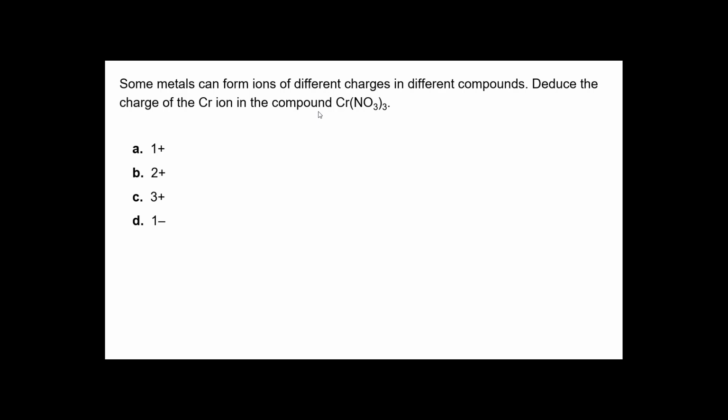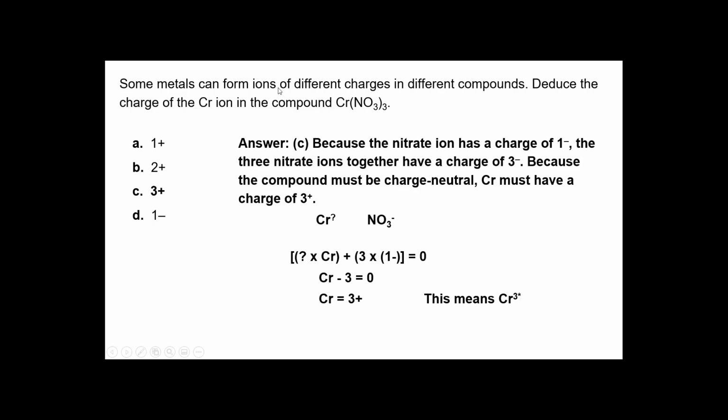So some metals can form ions of different charges in different compounds. Deduce the charge of the chromium ion. So how can we do that? Well, we know the charge of the nitrate. This is supposed to sum up to 0. So if we solve for X, which is chromium, we can determine its oxidation state. So here it is. Here's our nitrate with a -1. Here's our chromium that we don't know what number it needs to be.